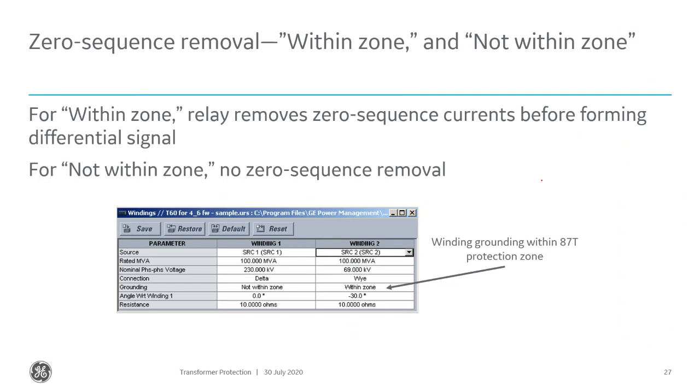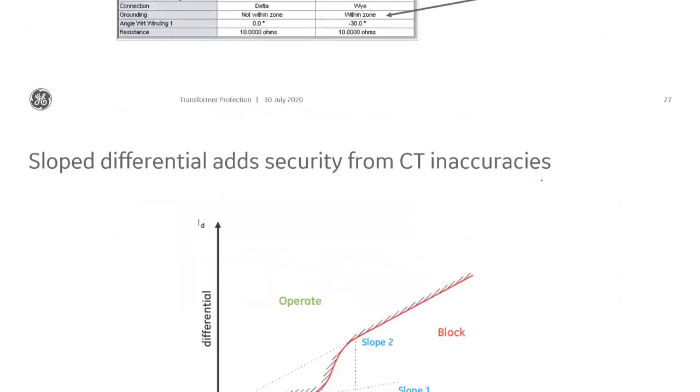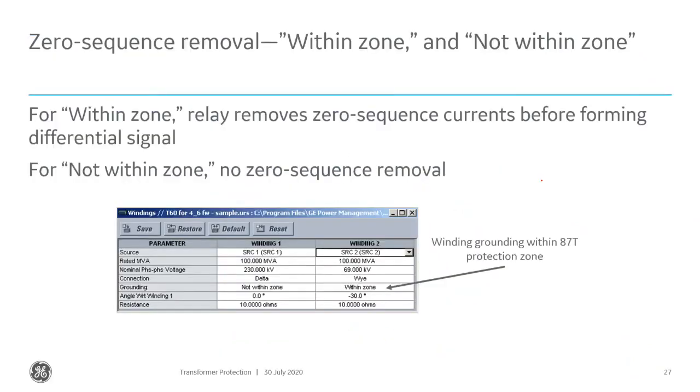But in most instances, the delta does not have a ground source, so we're going to set that not within zone. And if the Y is grounded, we have to set that within zone.